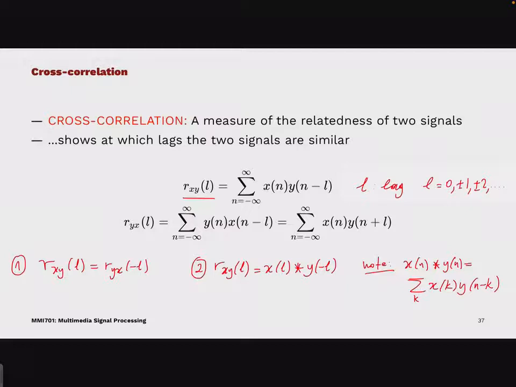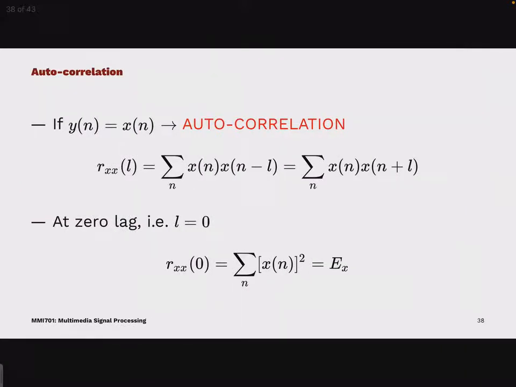And again, cross correlation is going to show at which delays the two signals are similar. And we're going to use cross correlation while we're designing optimal filters. So it is a very important sequence. Okay, so what if we select the second signal y of n as the same as the first signal x of n? Then we end up with autocorrelation, that is the self-similarity of a signal.